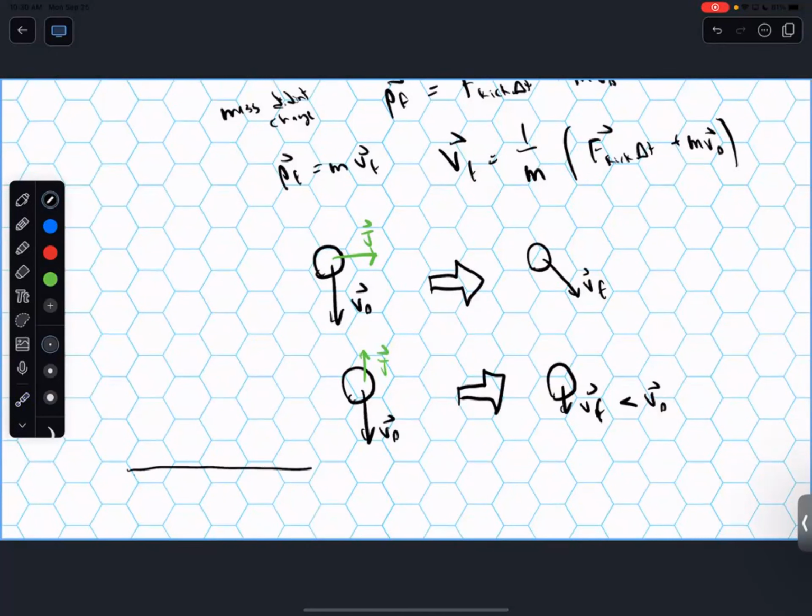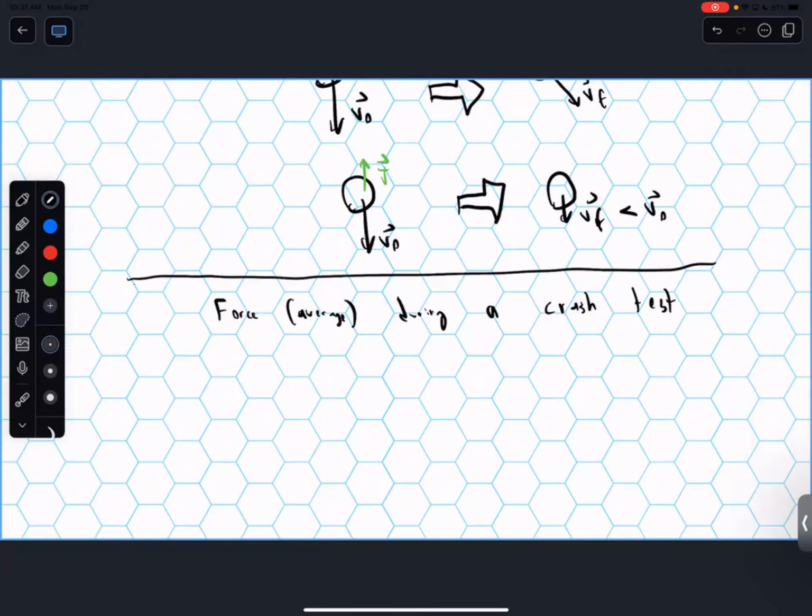So one of the ways you'll see momentum popping up is using momentum to calculate forces, especially during really abrupt events like kicks, collisions, crashes. There's a whole genre of problem that you might find momentum in. So let's find the average force during a crash test.